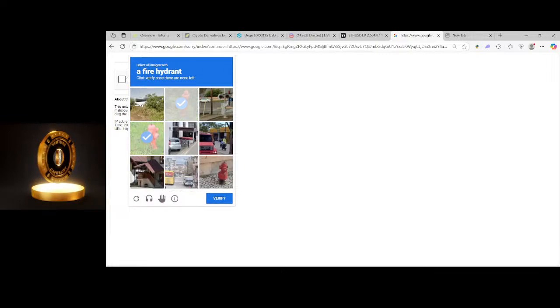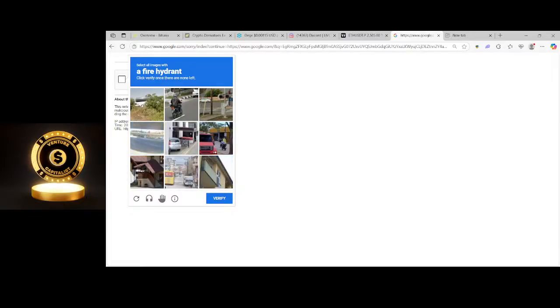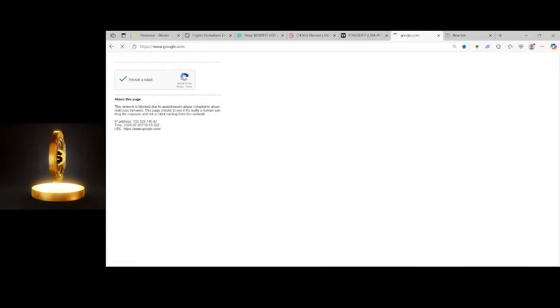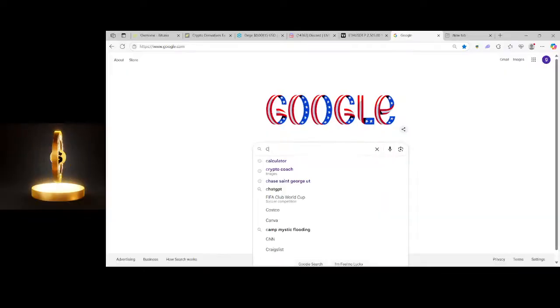How many fire hydrants do we need? There we go. Okay, verify.